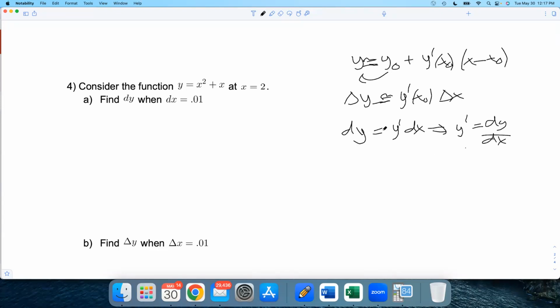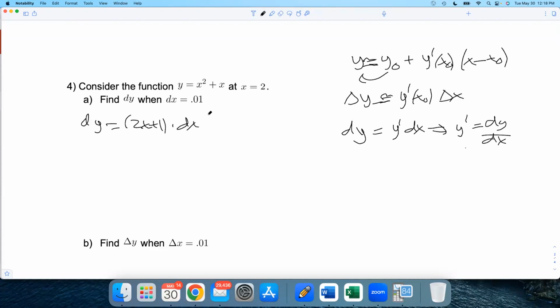Now, was I allowed to do that? No. Does it work? Yeah, it still works, because that's just a fancy way of writing y prime. That's all differentials are. It's really the definition of the derivative, but you've kind of multiplied the dx over. So here, dy is take the derivative, put it in parentheses, 2x plus 1 times dx.